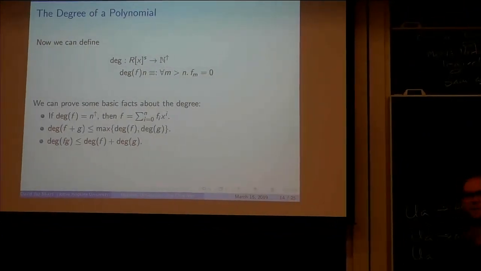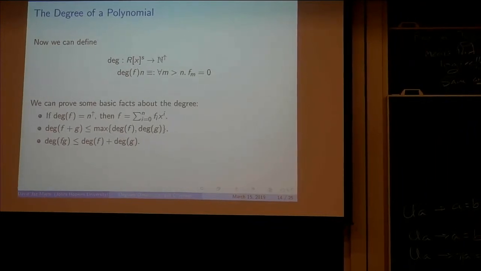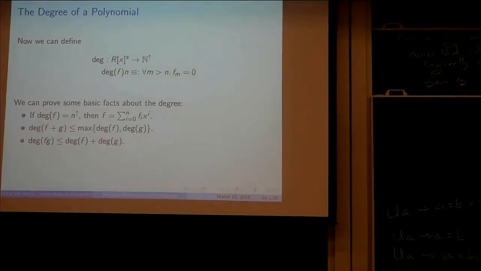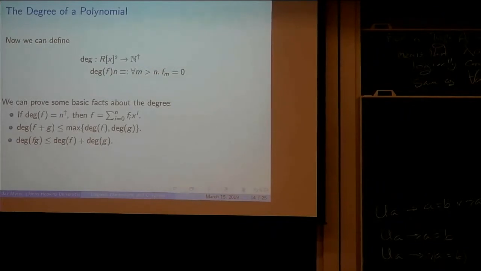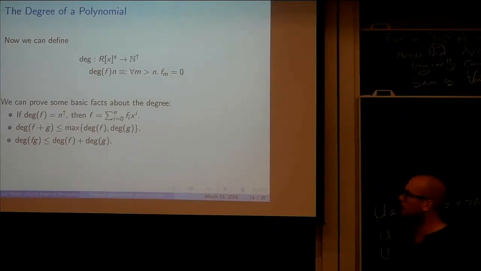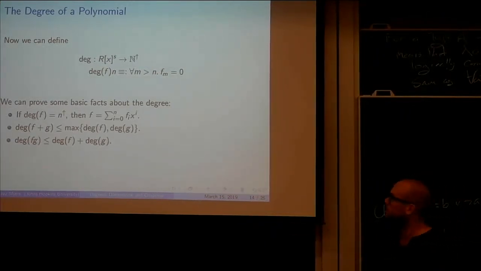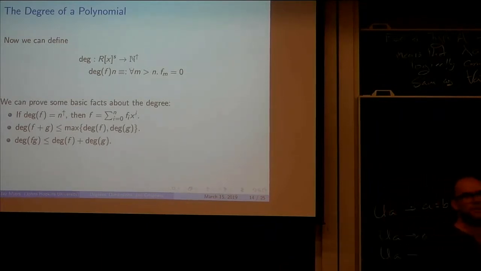We can prove some basic facts. So if your degree is a bona fide natural number, then your polynomial is a bona fide sum of its coefficients, which is great. And then we have 2 facts that you might expect, maybe with fewer less than or equal to's, but I'm doing this for a fully general ring, so there you go. And these are just sort of straightforward. You just check. Now, I also wanted this fact about composition.